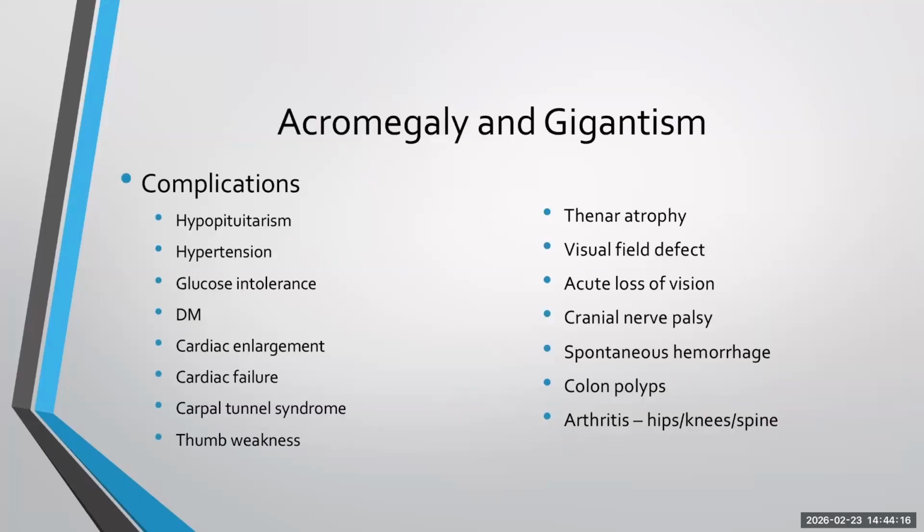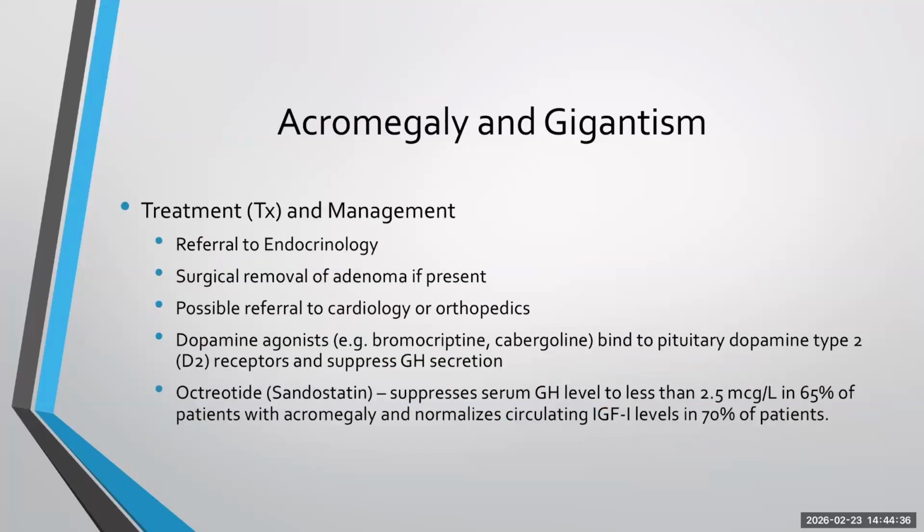Complications, we went through these already. Diabetes and glucose intolerance is the big one. Cardiac issues because of the increased size. Some thenar atrophy, vision problems, some cranial nerve palsies. They may have spontaneous hemorrhages, and obviously arthritis from carrying around all that weight everywhere all the time. Treatment: go to Endo. Remove the adenoma if it's there. Go to cardiology or ortho just to get baseline testing to see what's going on.